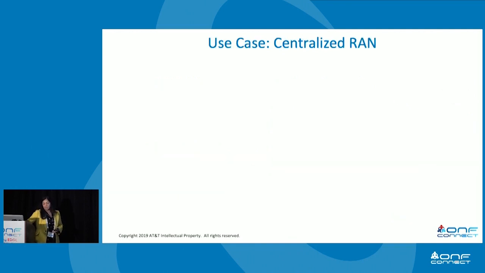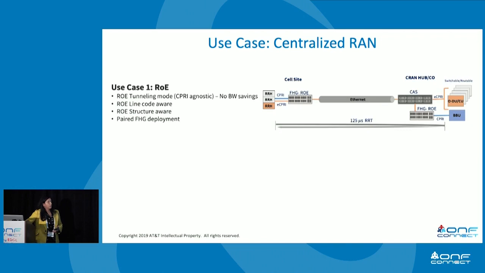Let me get into the use case of the centralized RAN. The first use case I'm going to talk about is Radio over Ethernet, and that's the IEEE 1914.3 standard. If you look at the picture, you'll see two boxes. Those are the two white boxes that we're introducing. The first one is called the Fronthaul Gateway, FHG. That's primarily targeted to go into a cell site. And the other one is called the CAS, Converged Access Switch, that's targeted to go at the hub location.